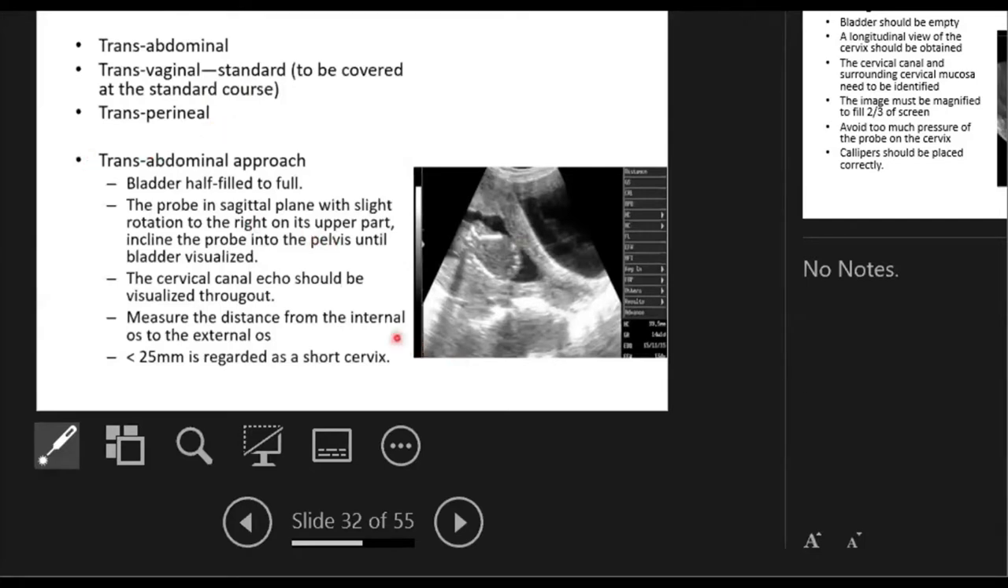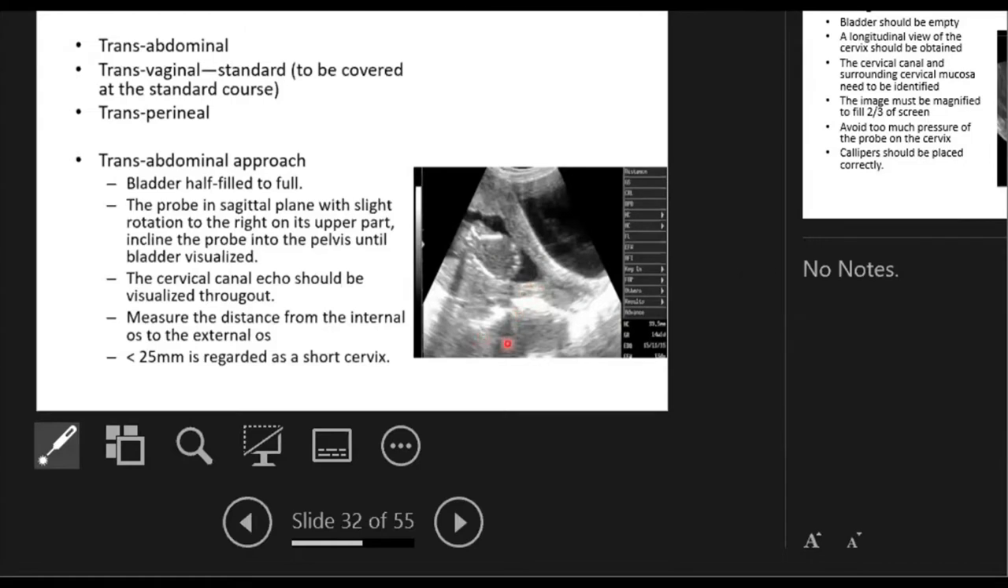So if we are doing it transabdominally, the bladder should be half full. Again, we place the probe in the sagittal position with slight rotation to the right side, and then we incline the upper part of the probe into the pelvis until we visualize the maternal bladder. We are using it as a landmark because we know the anatomical relationship between the maternal bladder, the lower uterine segment, and the cervix.